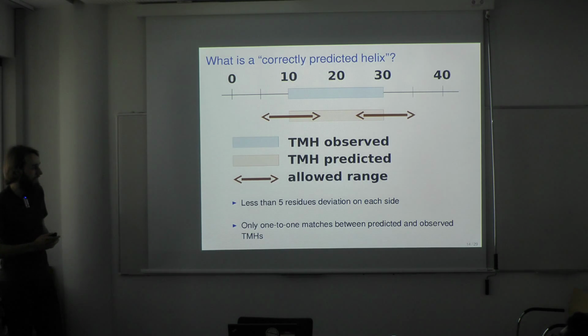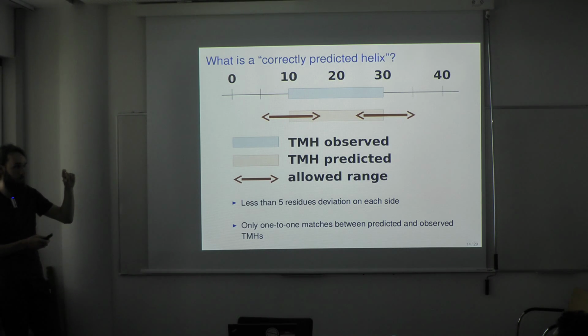So, yeah, this kind of takes care of that. But of course, we also have to say only one predicted helix can map to one observed helix and the other way around.